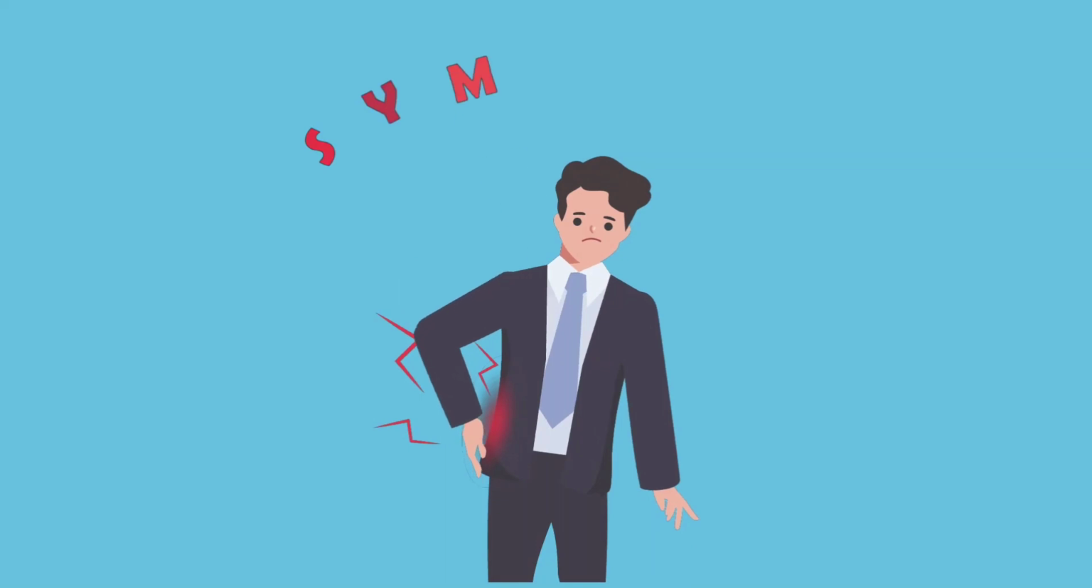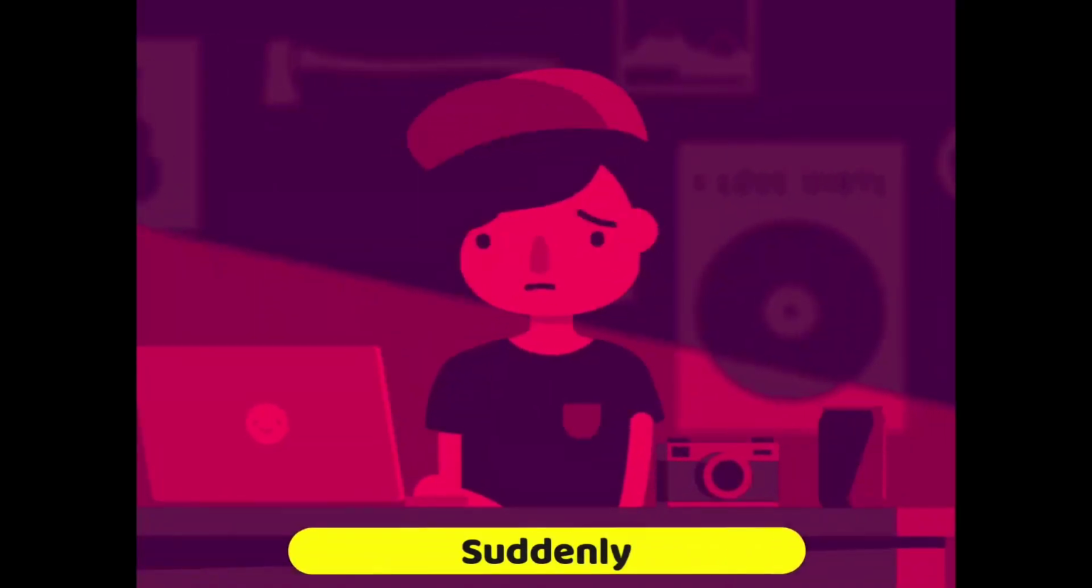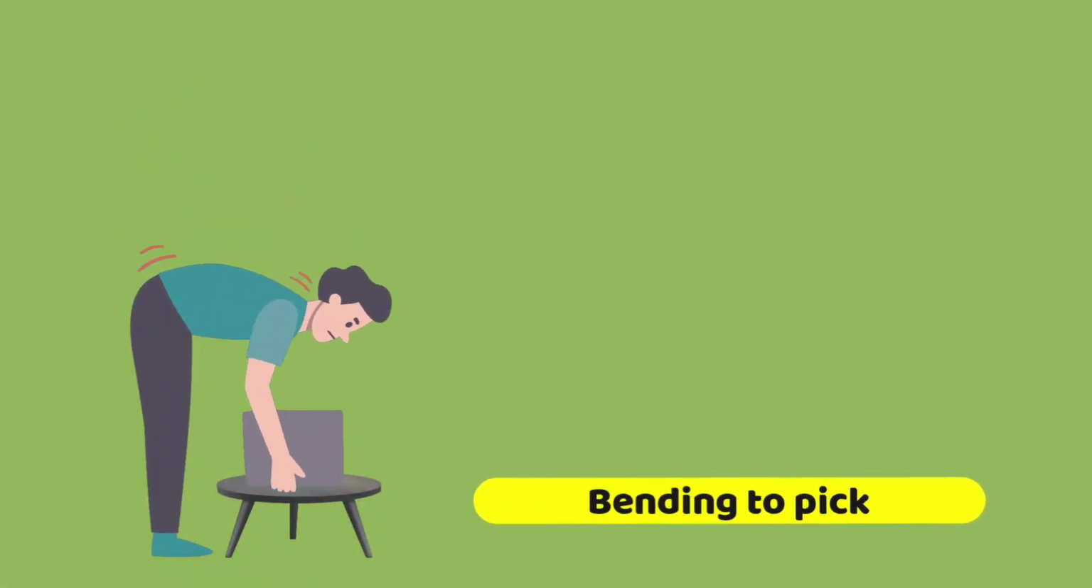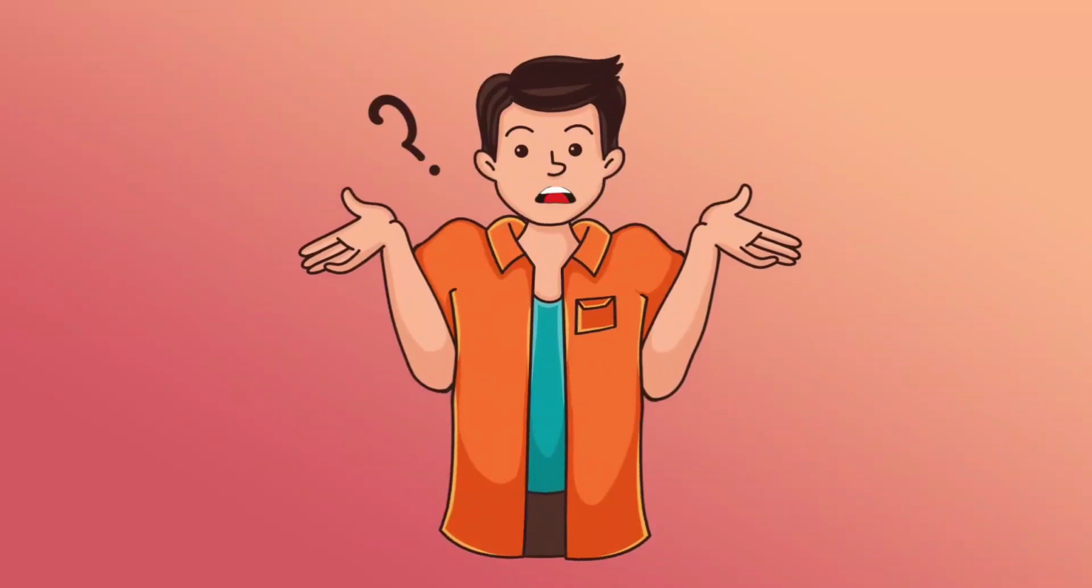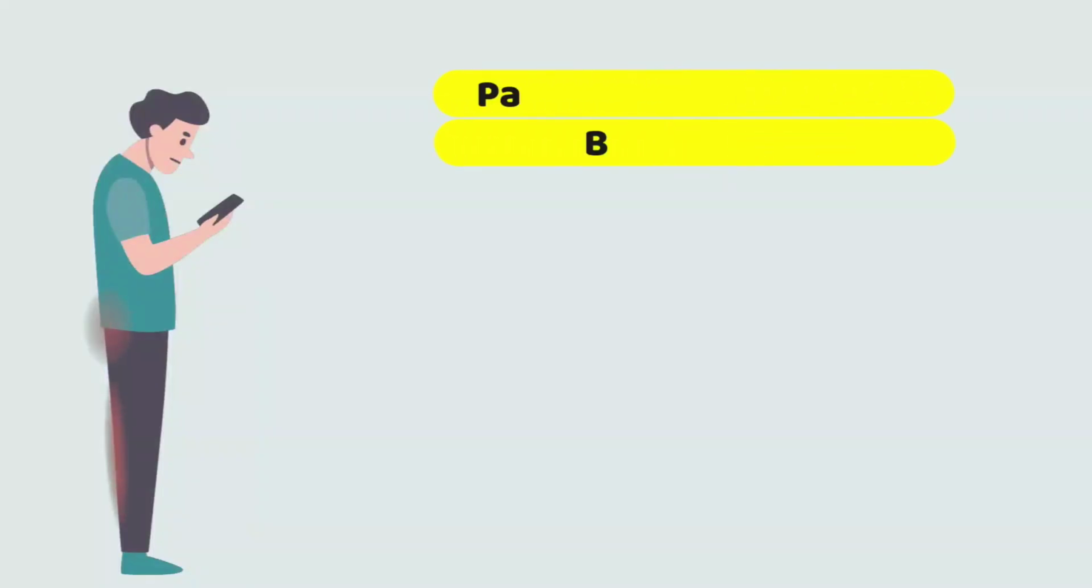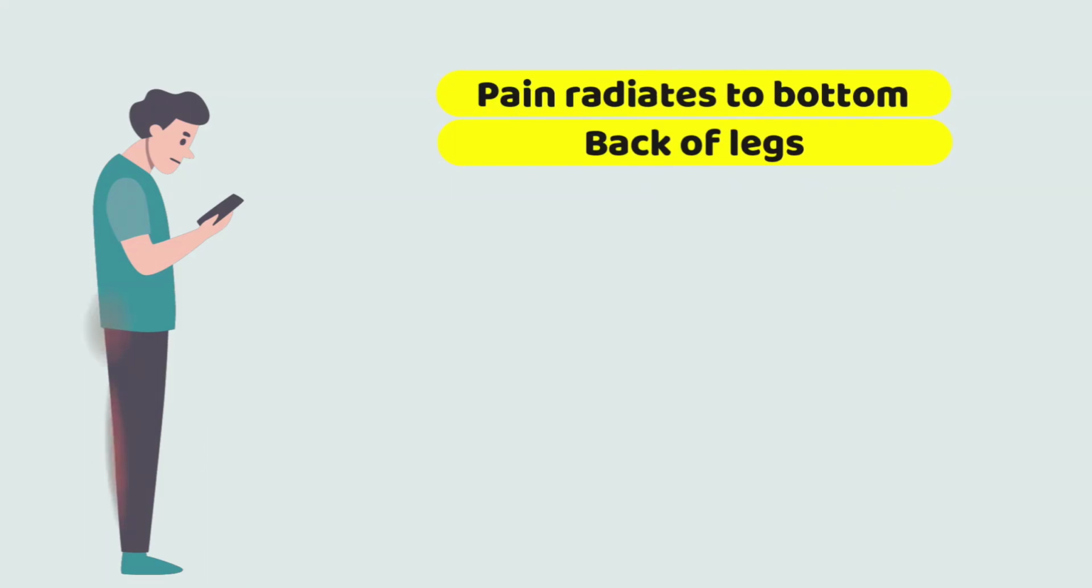Let's now discuss the symptoms of lower back pain. Symptoms of lower back pain can come on suddenly or they may appear gradually. Sometimes the pain occurs after a specific event, such as bending to pick something up. Other times, you may not know what has caused the pain. Pain may be sharp or dull and achy, and it may radiate to your bottom or down the back of your legs, especially in case of sciatica.